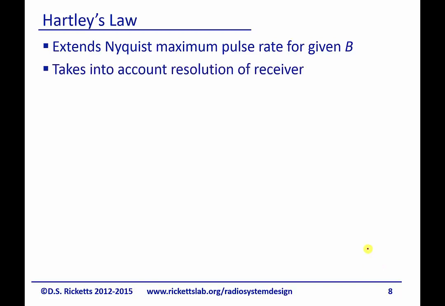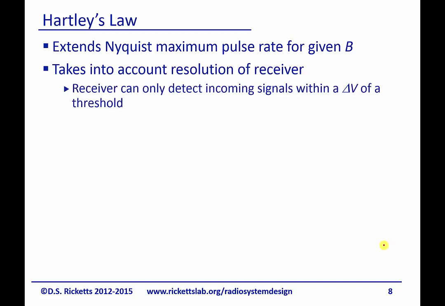And what he did that's different is he said, let me take into account the resolution of the receiver. So in Nyquist's theory, I could make M go to infinity and I'd have no problem. But if we have a fixed supply voltage, then as M increases, the unit between each level is going to get smaller and smaller and smaller. And as you can imagine, that's going to create a problem for receiving.